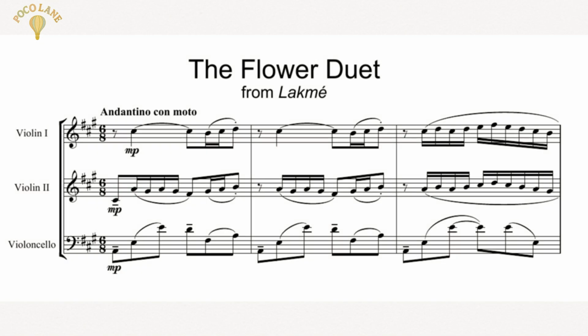Now let's listen to an example of 6/8 time. This piece, the Flower Duet, has 6 quaver beats in each bar, so it sounds a little different. 1, 2, 3, 4, 5, 6. 1, 2, 3, 4, 5, 6.